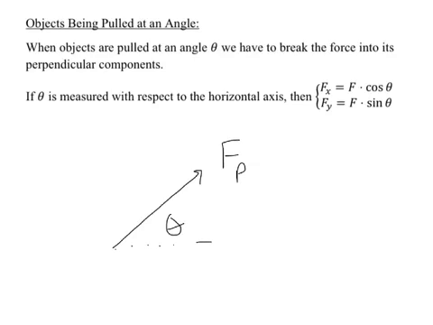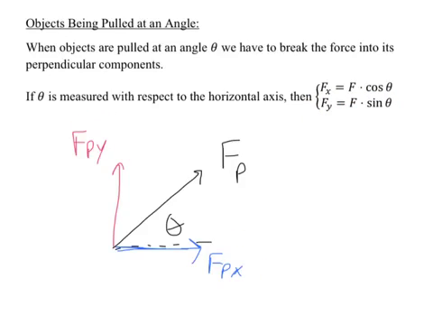We have to break the force into its perpendicular components. So we need to remember that a force at an angle, just like a velocity at an angle, has components Fpx in blue and Fpy in red. Now remember that if theta is measured with respect to the horizontal axis, meaning this is theta right here, here's the horizontal axis, here's the angle theta, then we can say that Fx is equal to F cosine theta, and Fy, this part here, is equal to F sine theta.